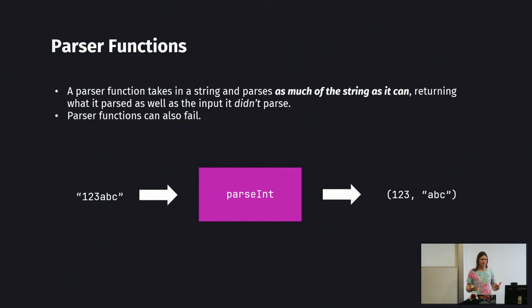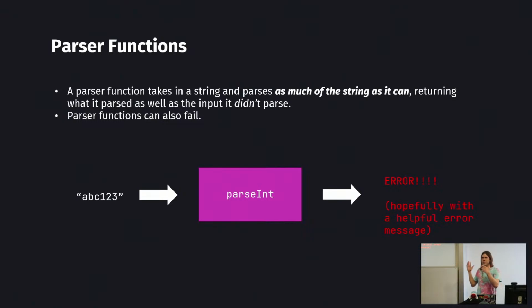And we might want to run another parser on the rest of the string, so we can chain things together. What if I gave it ABC123? Well, it should error, because it doesn't start with an integer. So hopefully it gives us a helpful error message, but here we go.